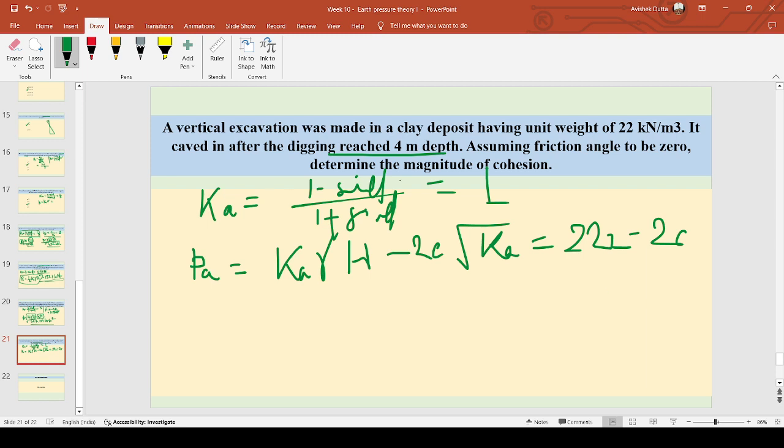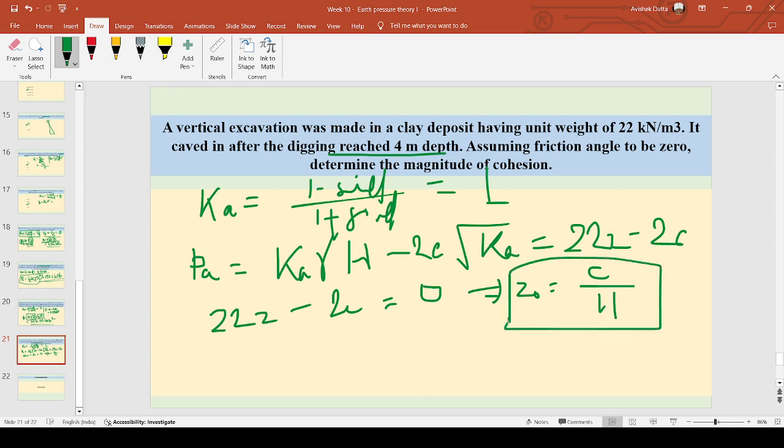Now at a depth of 4 meter, that is Z equals to 4 meter, the pressure will be how much? Pressure will be equal to 0. Now 22Z minus 2C equal to 0, or at Z equal to Z0, P equal to 0, or C equal to... Z0 will be equal to how much? Z0 will be C by 11, right? C by 11.